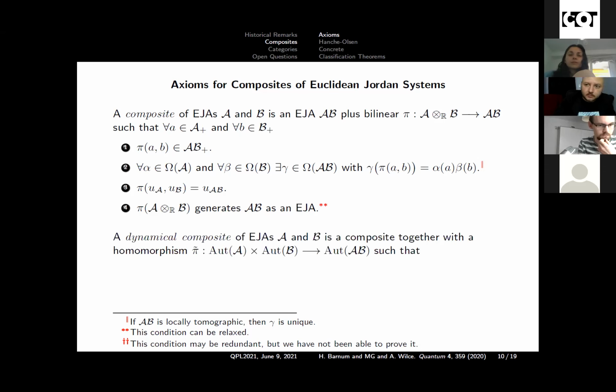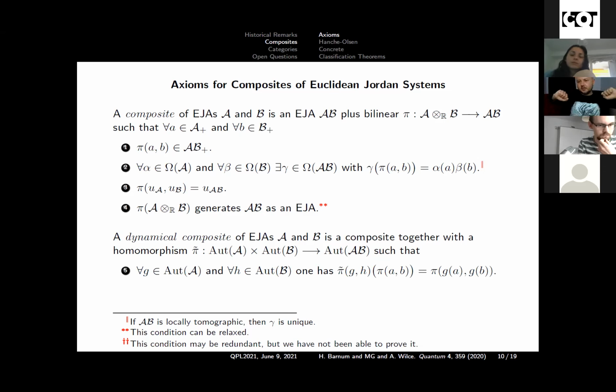But of course, physics is more than just kinematics. We have to have some dynamical axioms. So I'm going to say that a dynamical composite is a composite together with a homomorphism from the Cartesian product of the automorphism groups into the automorphism group of the composite, such that local states can evolve independently under free evolutions. That's axiom number 5. If I take 2 local automorphisms and apply them on a product state, that should just be the local evolutions of the product state. So you have independent free local evolutions.